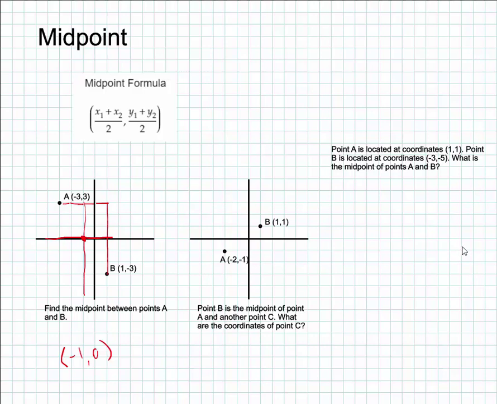simply count. So between point A and B, we have a distance of 1, 2 in the y direction and 1, 2, 3 in the x direction. So let's go up another 2 and over another 3. And that'll arrive us at the other point. So the coordinates here are (4, 3). And that is our answer.